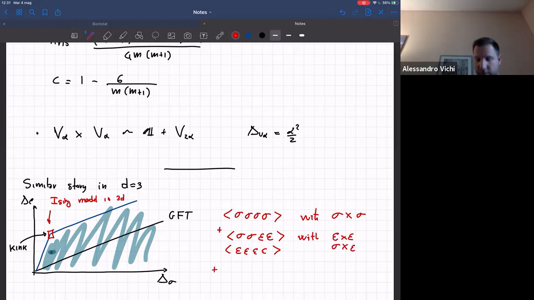And on top of this, you make a very physical assumption: that sigma and epsilon are the only scalar operators, at least in these OPEs, with dimensions smaller than 3, so they are relevant.